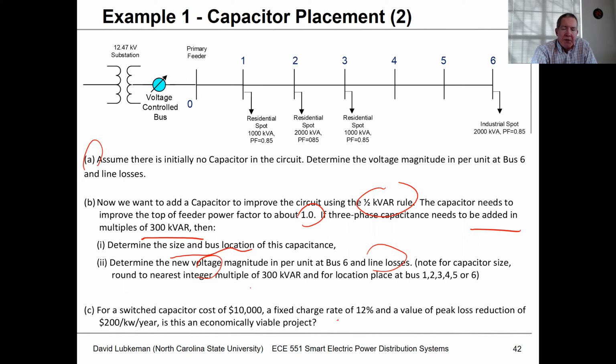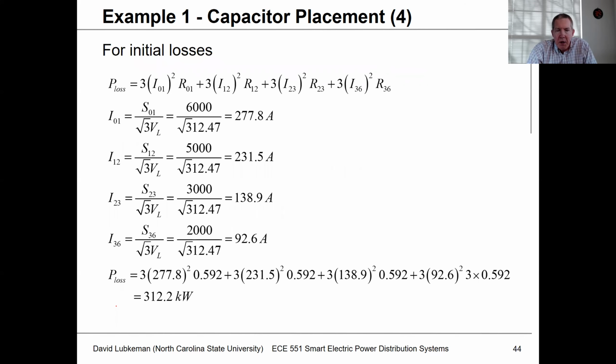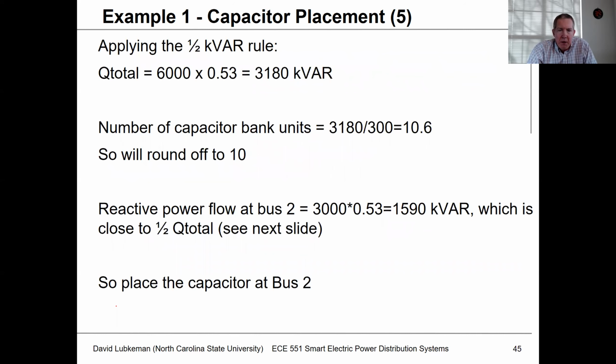So we'll say the capacitor costs us $10,000, we have a fixed charge rate of 12%, and the benefit of peak loss reduction is $200 per kilowatt per year. We want to know whether this is going to be economically viable. We can start by doing the voltage drop using the K factor analysis, as we've done before. We can calculate our initial losses with the approximation we've used before. Then if I take this value for Q and multiply it by the reactive power factor, I see I need 3,180 kVAR of capacitance to get to unity power factor.